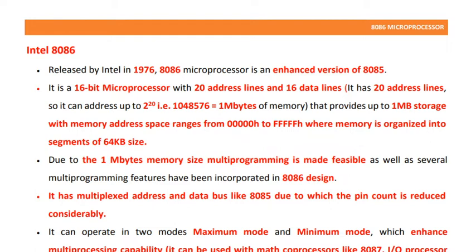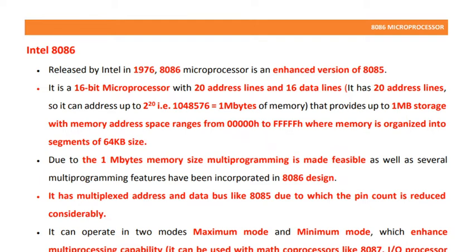As we have learned that the total addressable space of Intel 8086 microprocessor is 1 megabyte, this facilitates performing multi-programming. Like in case of Intel 8085 microprocessor, Intel 8086 microprocessor has multiplexed address data lines. This is performed in order to reduce the total number of pins in the pin configuration of 8086 microprocessor.